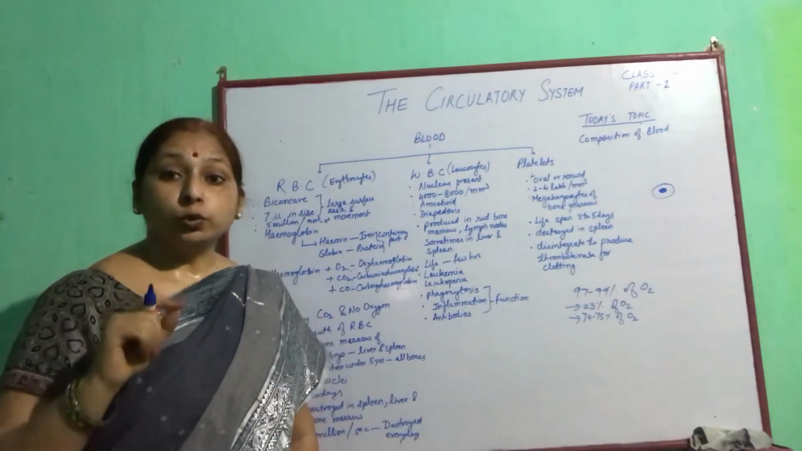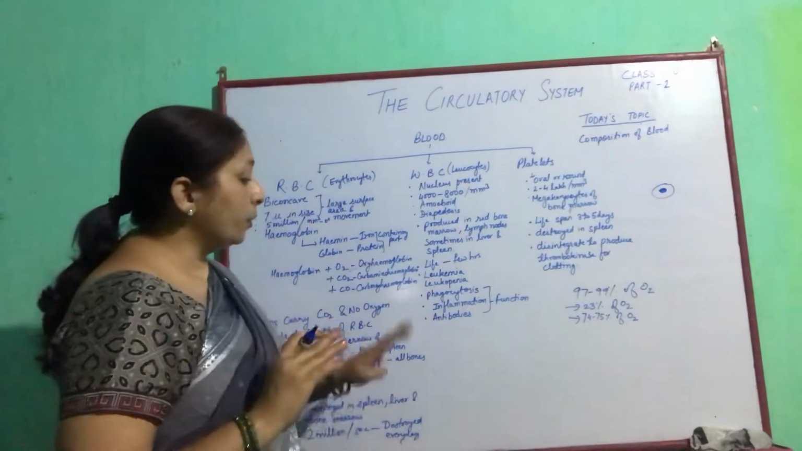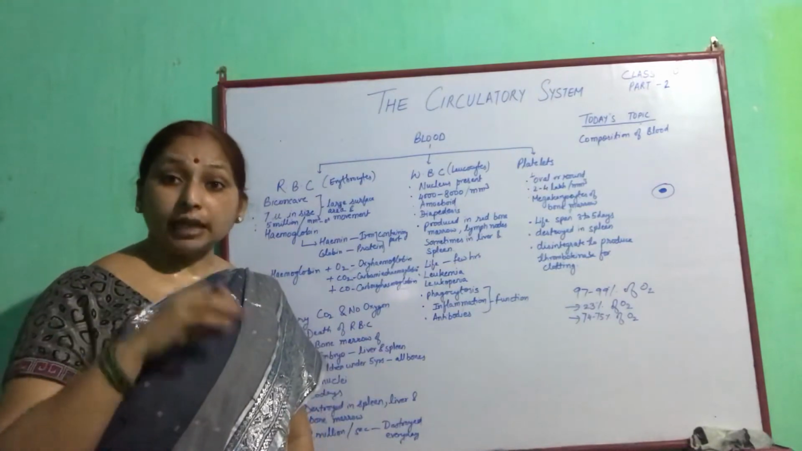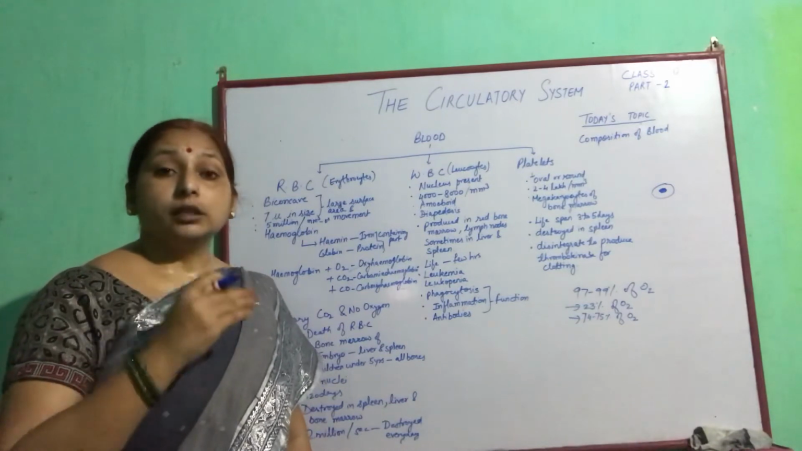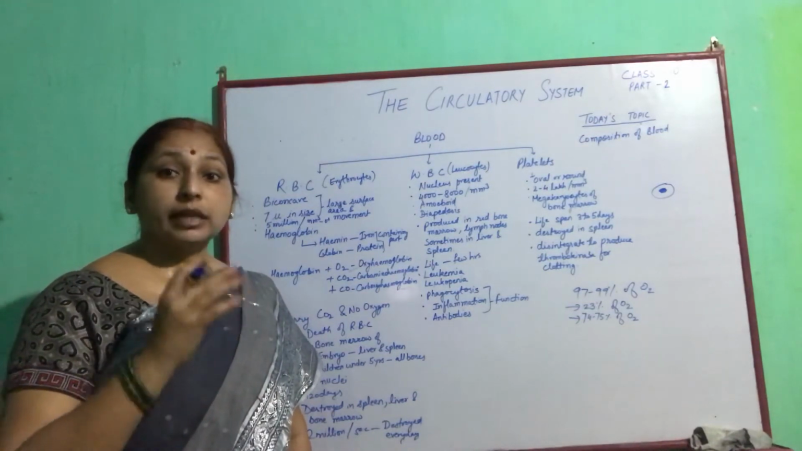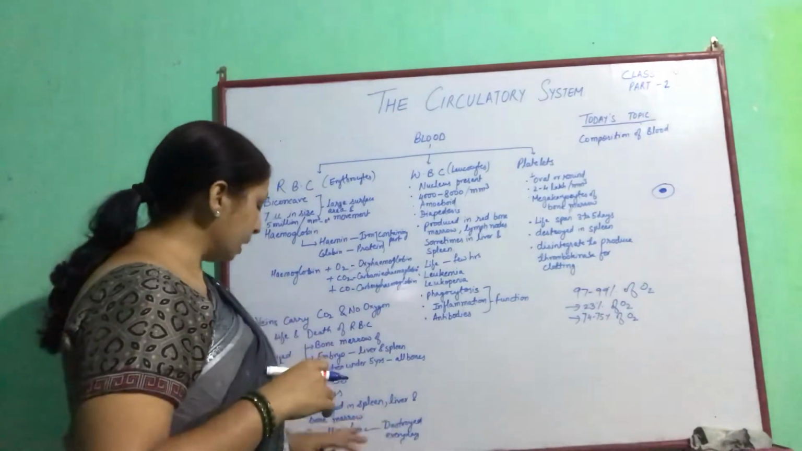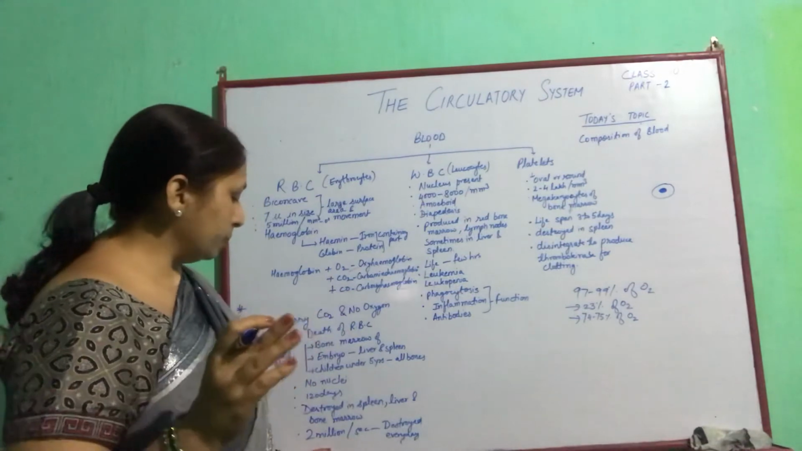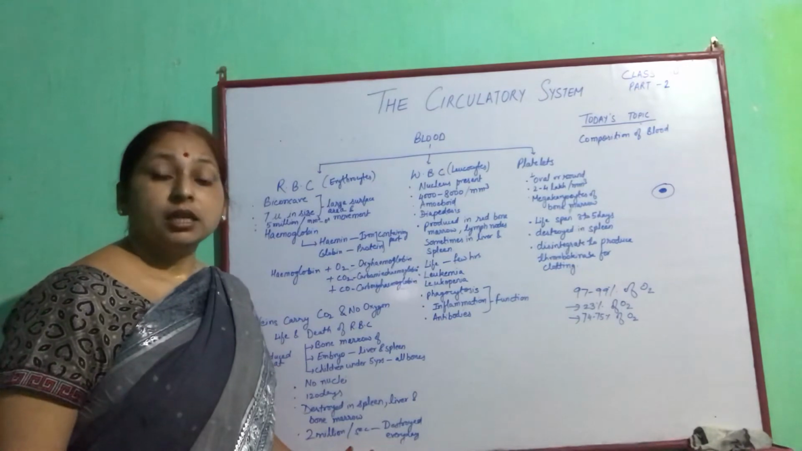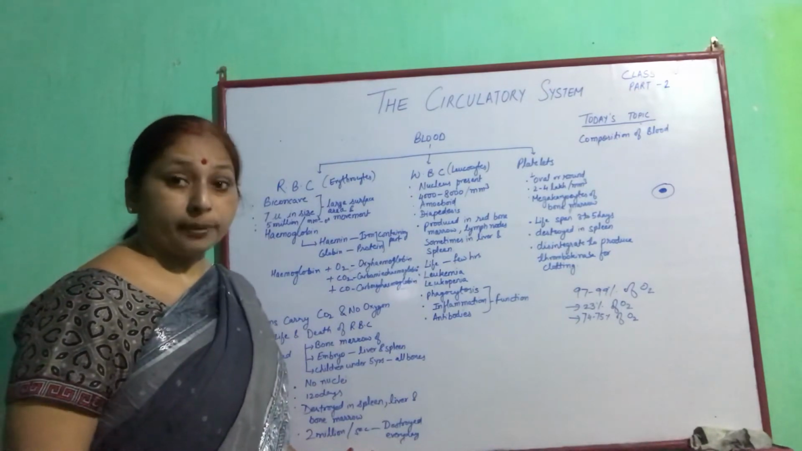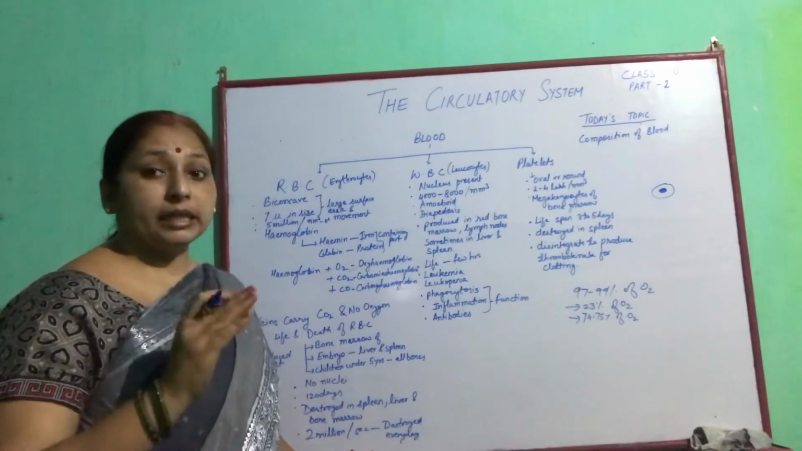RBC contains no nucleus, but that is only in the case of a mature RBC. When RBC is produced, it contains a nucleus. The nucleus is removed during the process of maturation, and a mature RBC contains no nuclei. Then how much RBC is destroyed? 2 million RBCs per second are destroyed every day.